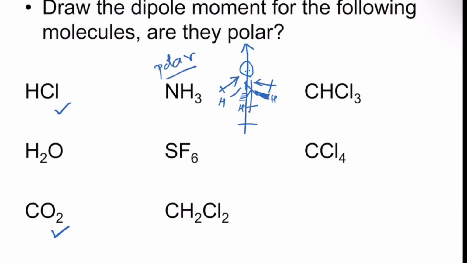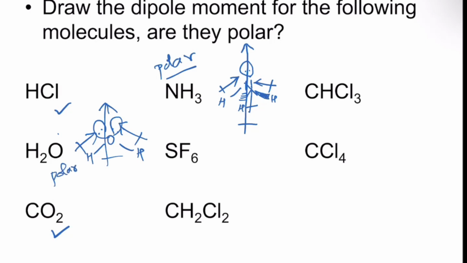Now, let's do H2O. This is the shape of H2O. The dipole moment looks like that, similar to NH3, right? So therefore, the net dipole is going to be like this. So therefore, this is polar as well.